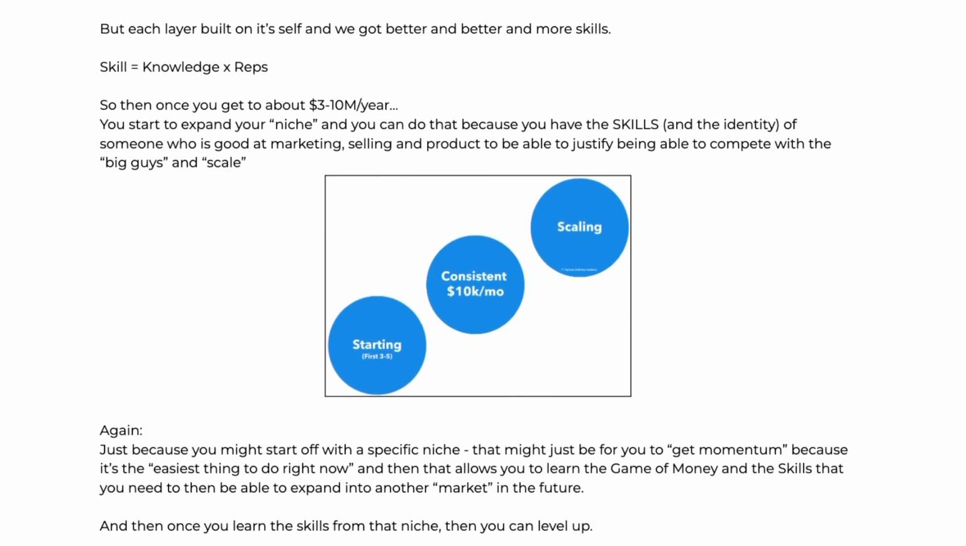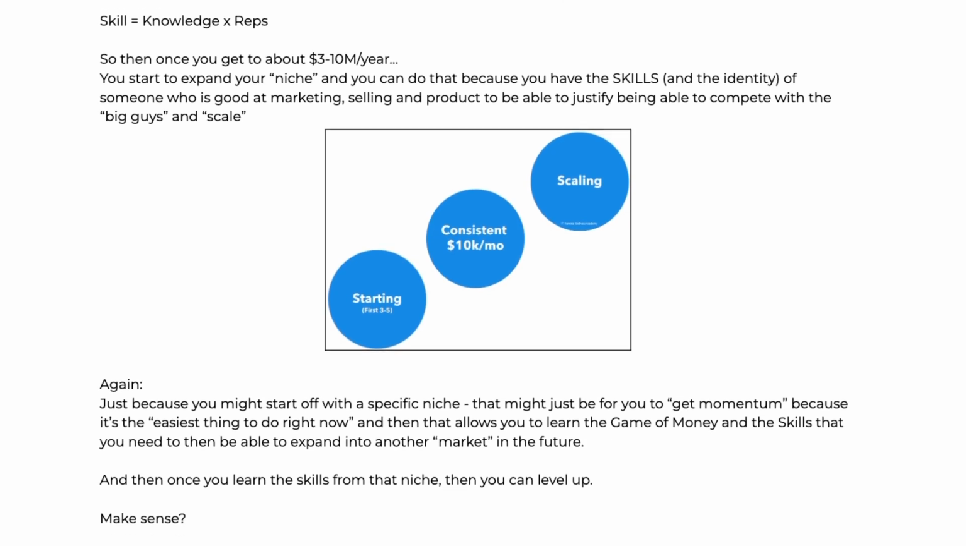And then the thing is that once you get to the point where you're doing, let's say, $3 to $10 million a year, then you really start to expand your niche. You really start to go more mass market, right? Because you now have the skills and the identity. There's two things. You've got to have the skills and the identity, the character traits and the beliefs to be somebody who is good at marketing, who is good at selling, who is able to build a product. So then you can actually justify being able to compete with the big guys at scale. And then all of a sudden, it's not that difficult for you to do that. But as a beginner, for you to go out there and say, I'm going to compete with the big guys, and you don't even have the skills related to marketing, selling, and product, then you're going to really, really struggle.